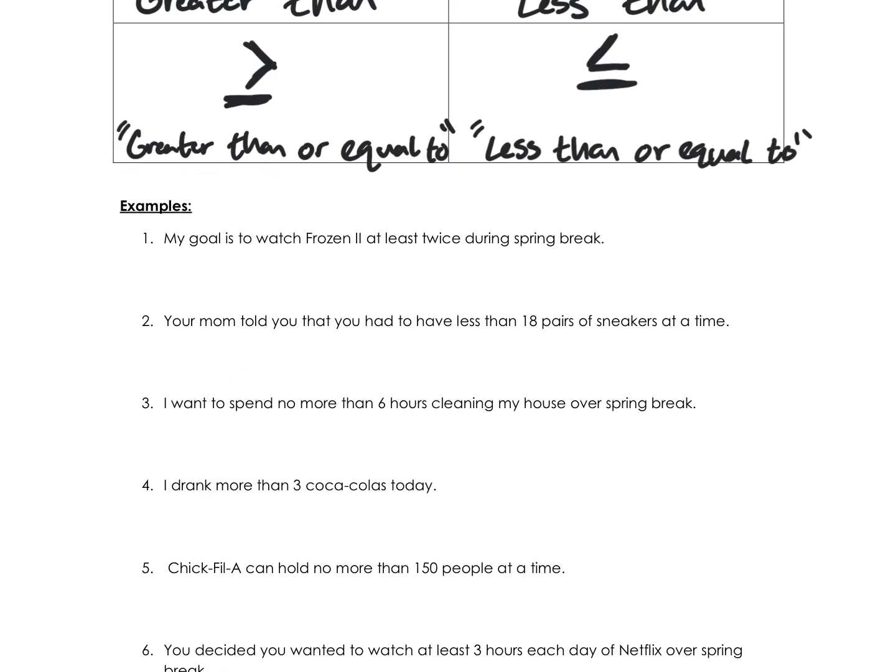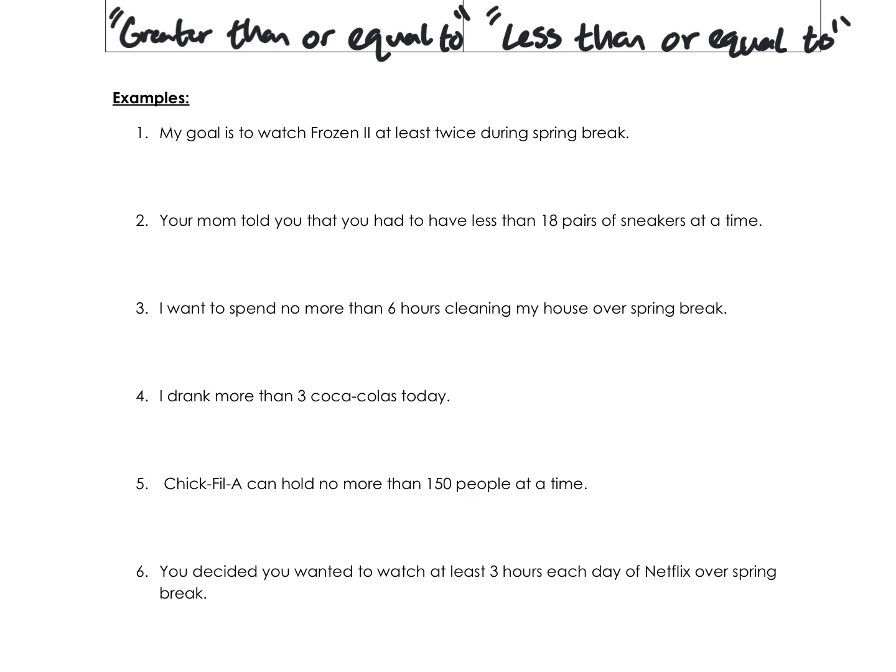So now what we're going to do is work some of these examples together and then move on, and you're going to have some practice on the back, and that's what you're going to be expected to finish up for today. Okay? So when we look at these examples, it's just like writing the equations that we did earlier in the year, right? You've got to identify the key pieces of information and figure out what they're saying. So, in example number 1, it says, my goal is to watch Frozen 2 at least twice during spring break.